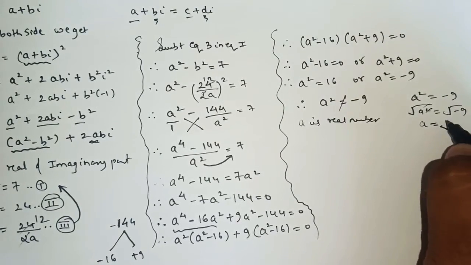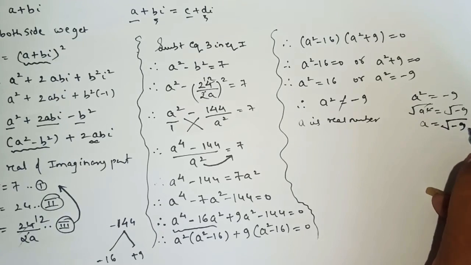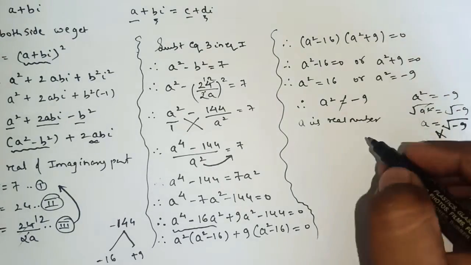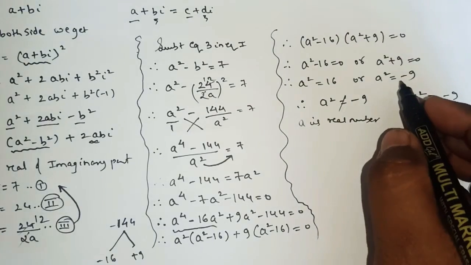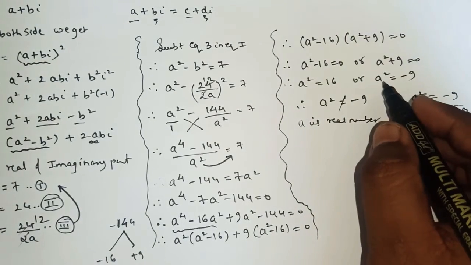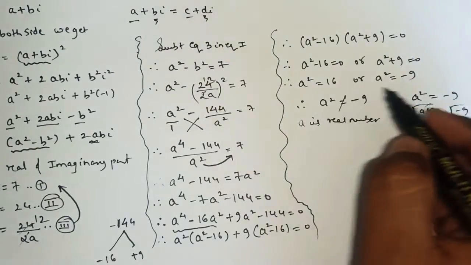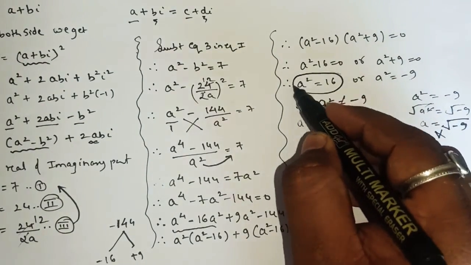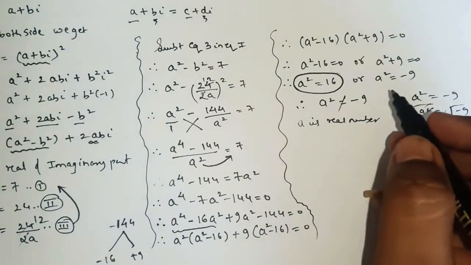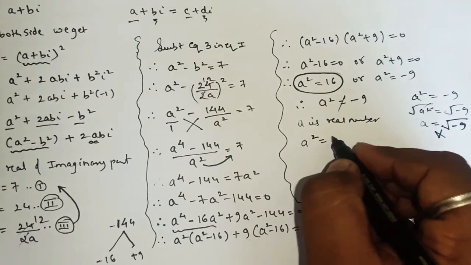And we know that if a negative number is there inside the square root, we cannot find the answer for that, as a is a real number. A square of a real number cannot be negative. So here we have to neglect this number, remove this number. We have to consider a square equals to 16 as our answer.